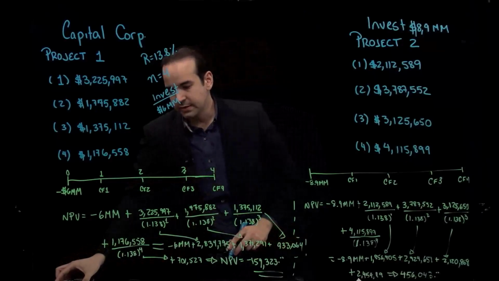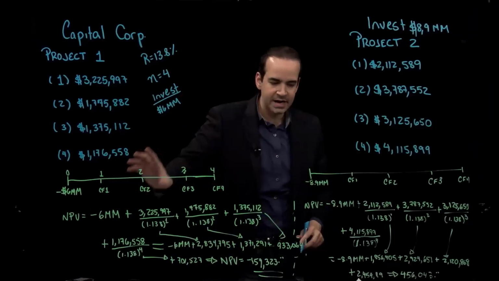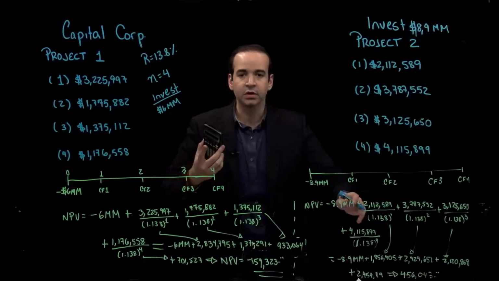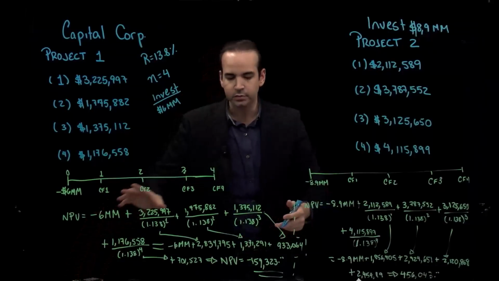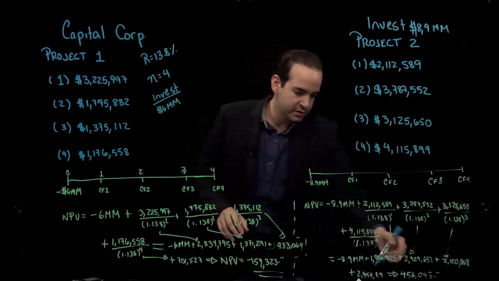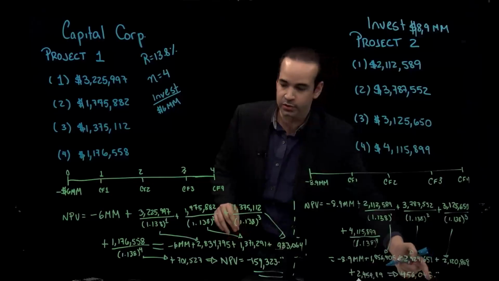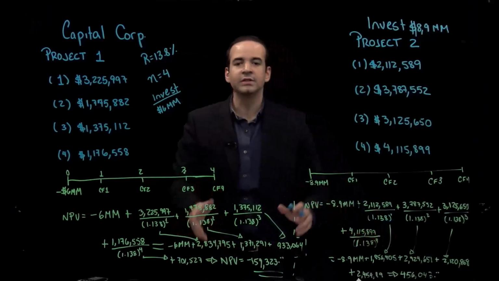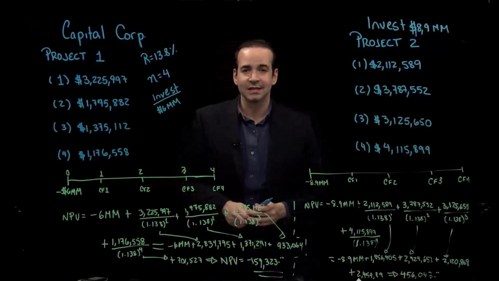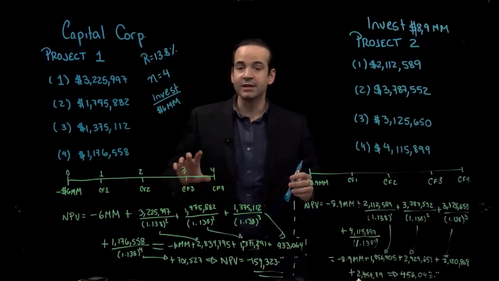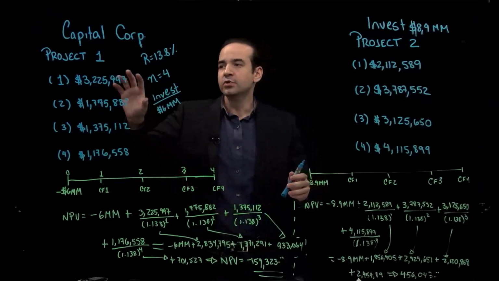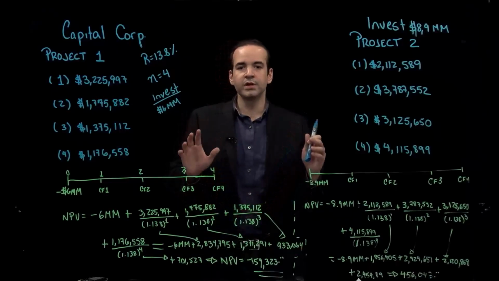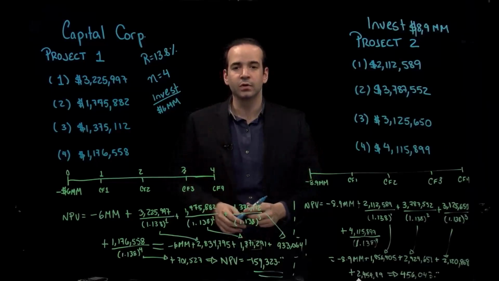So what is the intuition behind these two? I'm not going to solve project 2 with the calculator, as it would be time consuming, and we would reach exactly this solution. So whether you do it with the calculator or you do it using the formulas, you're going to reach the exact same solution. Now, what is the intuition of using NPV as a method of deciding which of two projects is more convenient for a firm?